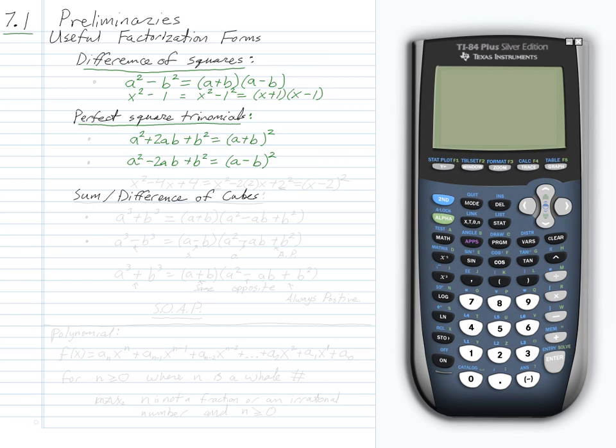So a quick example of that might be something like x squared minus 4x plus 4. We can write this as x squared minus 2 times x plus 2 squared. So here we see that a is x and b is 2, and my middle term is minus 2 times a times b. So this can factor as x minus 2 all squared.